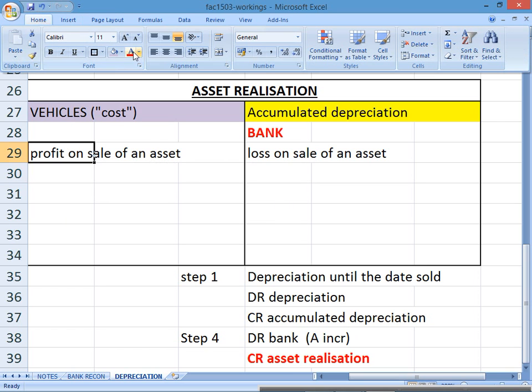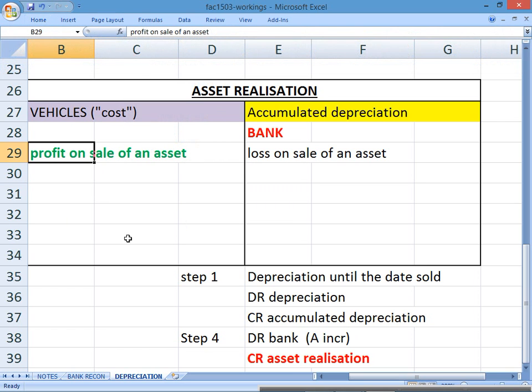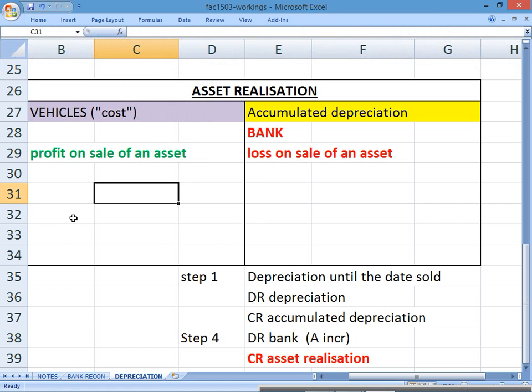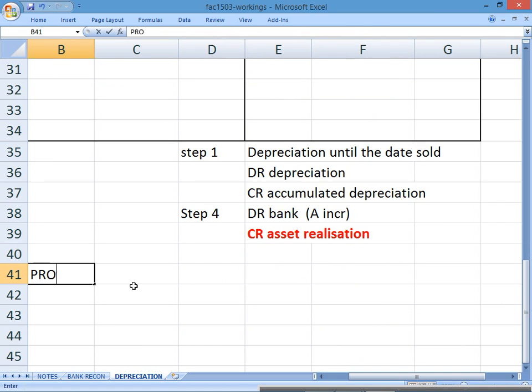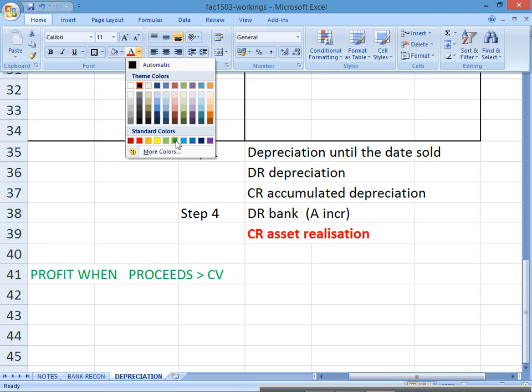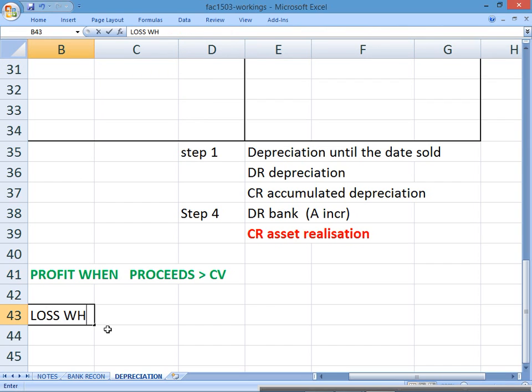If I have a profit on sale, when does the profit on sale occur? It occurs when my carrying value is lower than the proceeds. Let me do this at the bottom here. Profit when proceeds are greater than carrying value. You've sold something for more than what it's worth. Does it make sense? That gives you the profits. Loss when proceeds are less than carrying value. That's when you have a loss.